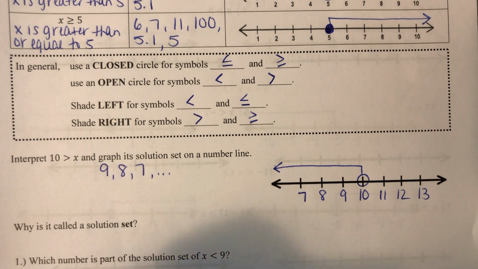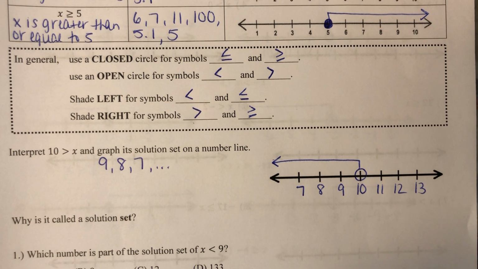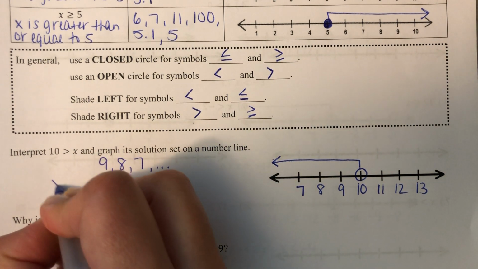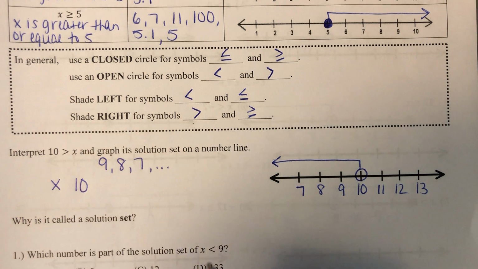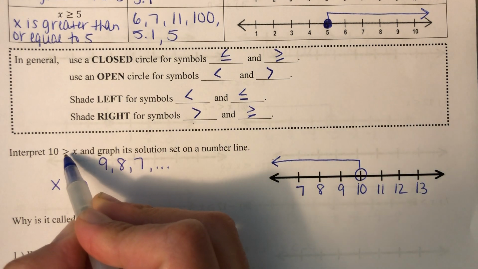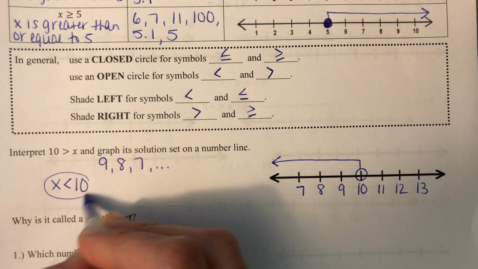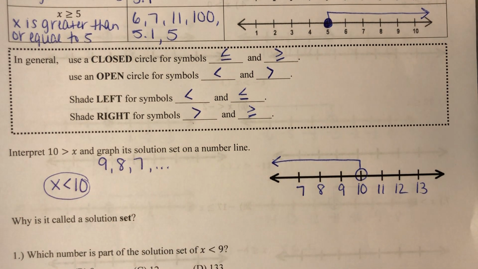So personally, what I like to do before I graph these, instead of trying to make sense out of this, I'm like, ugh, X is on the wrong side. I'm just gonna switch this around and I'm gonna switch its symbol. It's showing greater than, I'm gonna go less than. Then I won't have trouble graphing.